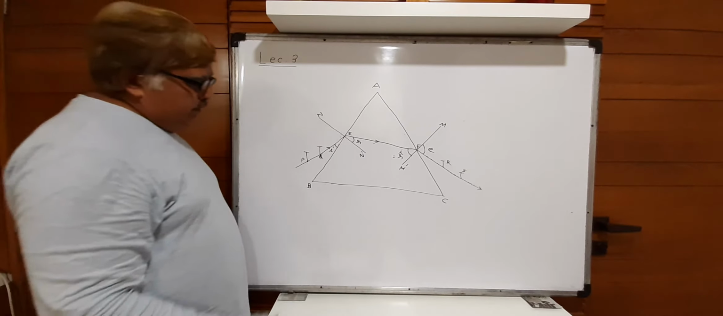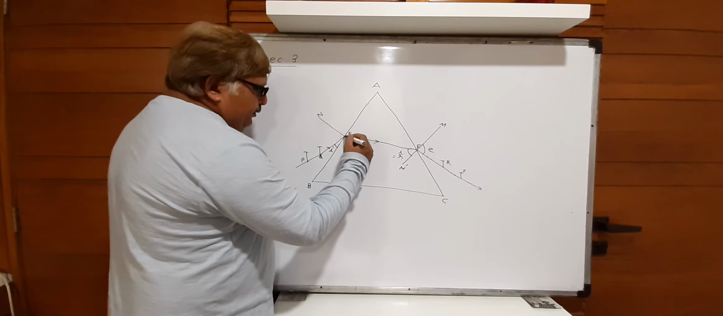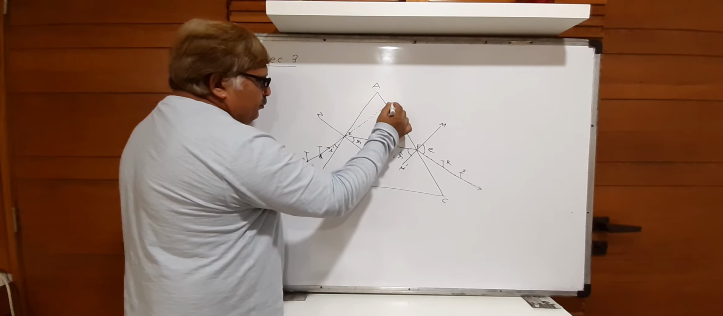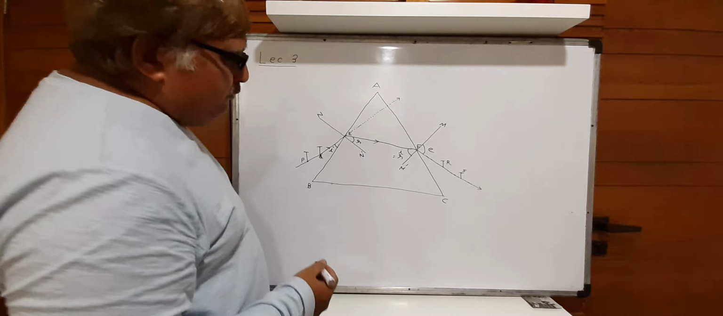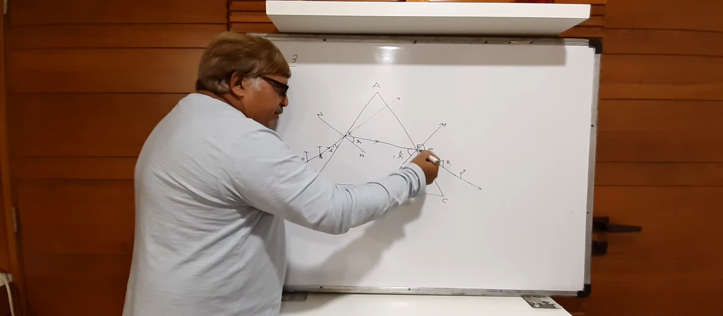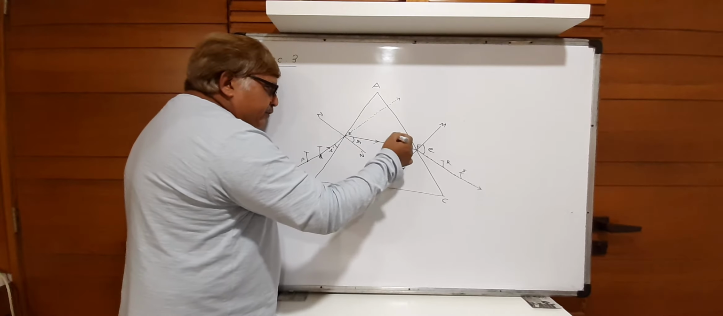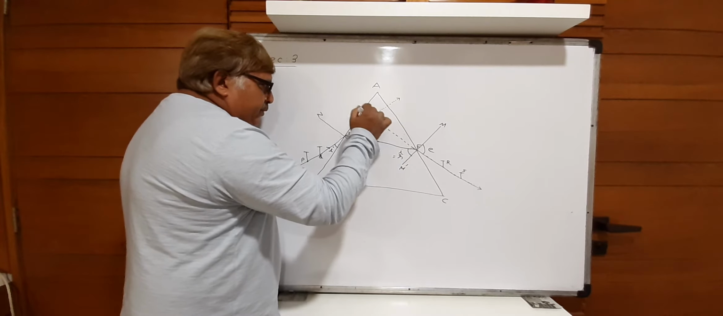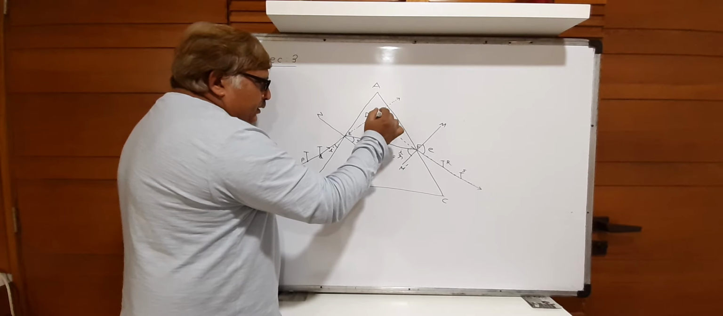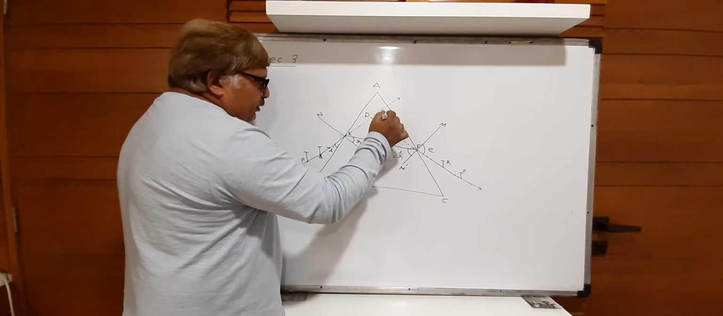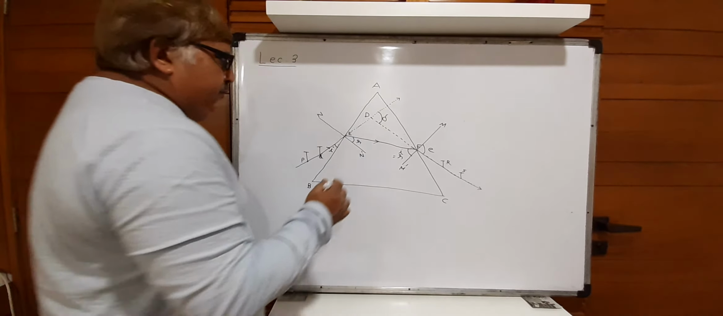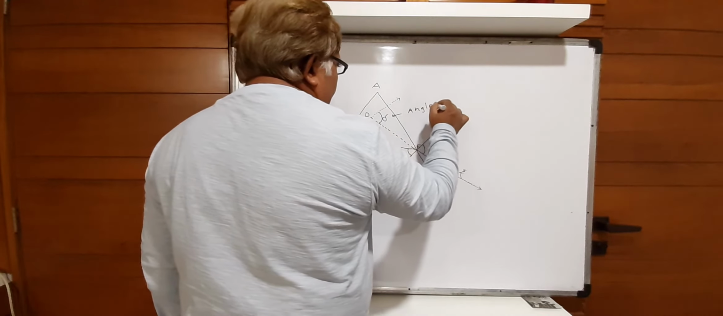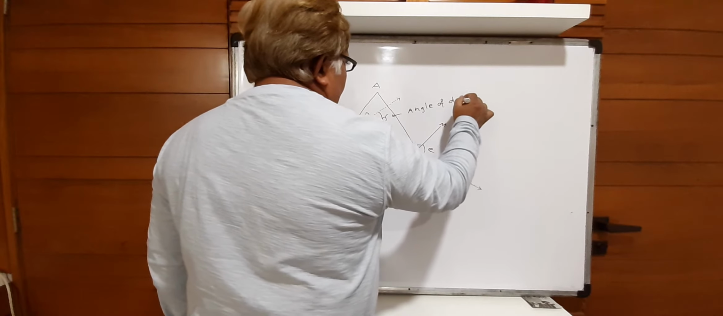After drawing this, just try to extend the incident ray in its original direction and also extend the emergent ray in its original direction backward. Both the rays are meeting here at point D. And here one angle is formed, which is called the angle of deviation.